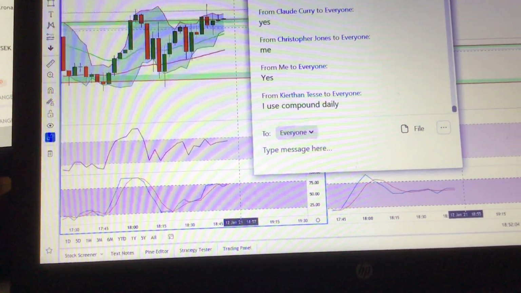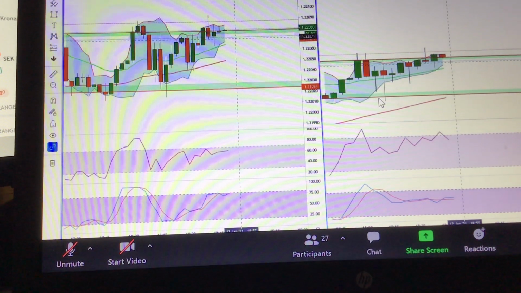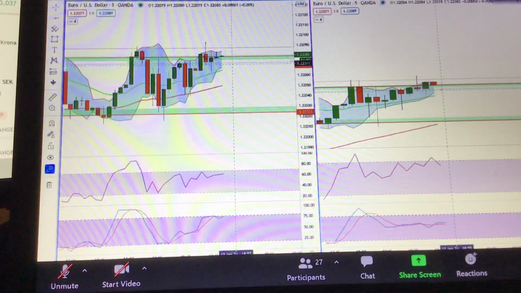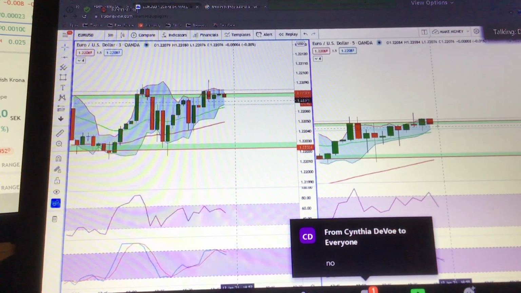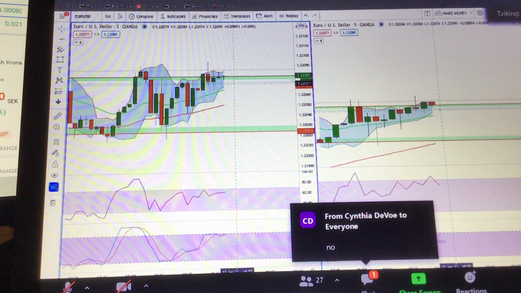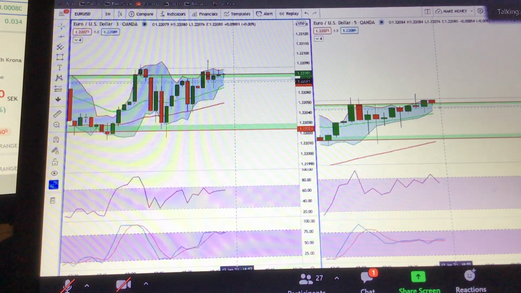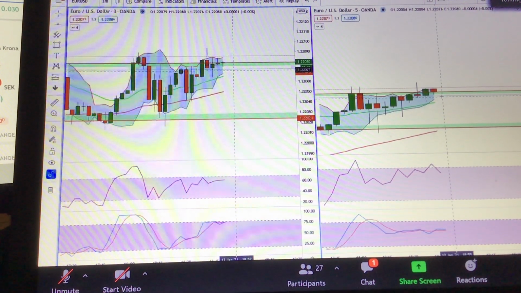Compound daily. Awesome. Well, if you do it, that's great. If you don't do it, please, for the sake of your account, for your trading future, please have something written or typed or visual where you can say, this is where I stop. This is where I stop. It'll keep you from overtrading.